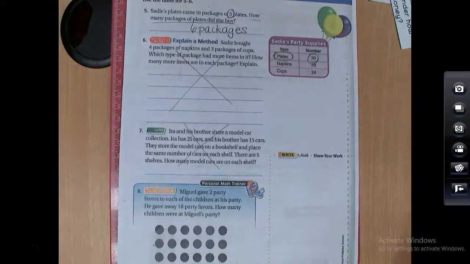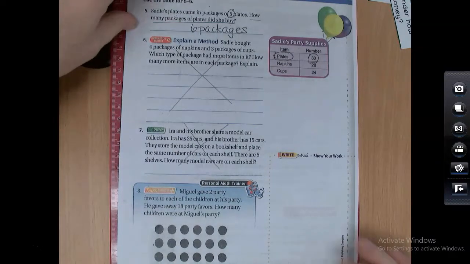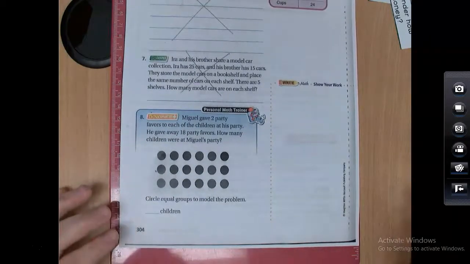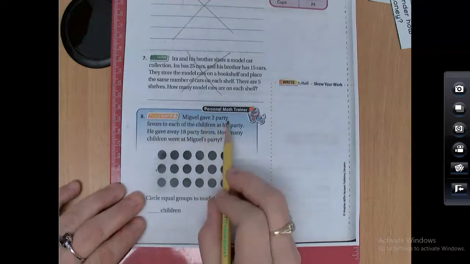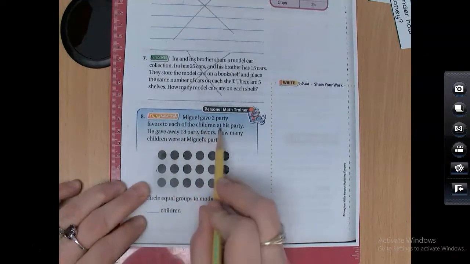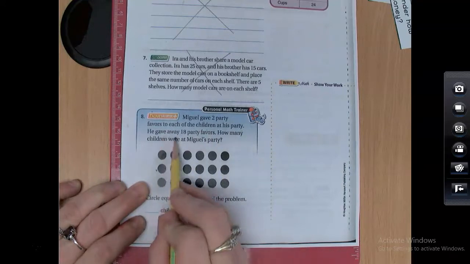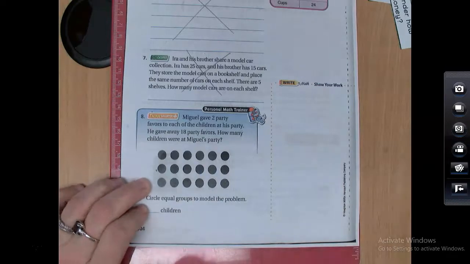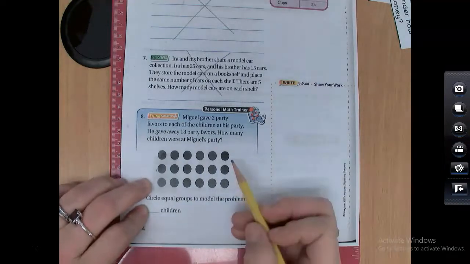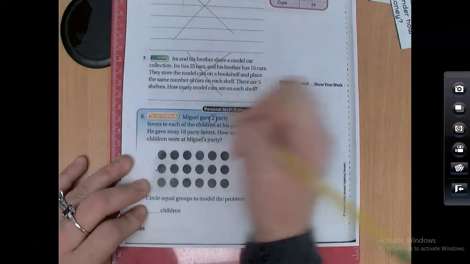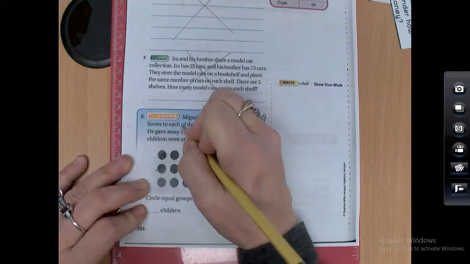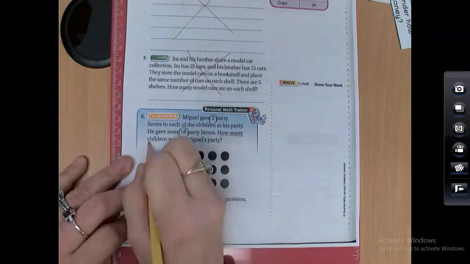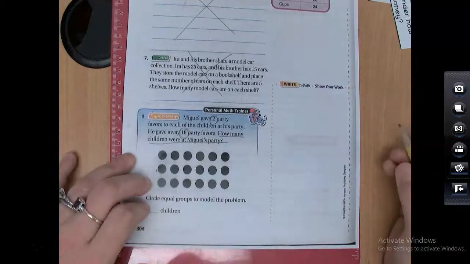Great job. Okay, now let's look at number 8. Number 8 says, Miguel gave 2 party favors to each of the children at his party. He gave away 18 party favors. So how many children were at Miguel's party? So boys and girls, we have 2 favors to each child, but he has a total of 18 party favors. So they want us to find how many children were at Miguel's party.